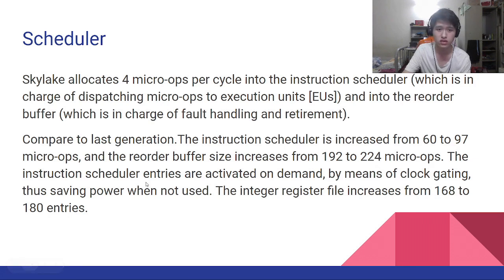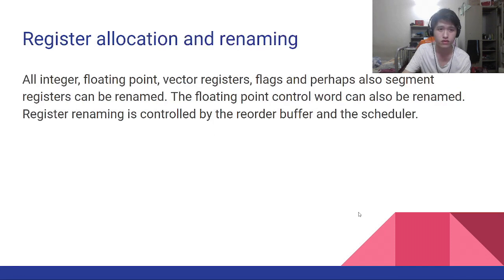The instruction scheduler entries are active on demand by means of clock gating, thus saving power when not used. The integer register file increased from 168 to 180 entries. They also have a function for register allocation and renaming. All integer, floating point, vector registers, flags, and perhaps also segment registers can be renamed. The floating point control words can also be renamed. The register rename is controlled by the reorder buffer under the scheduler.